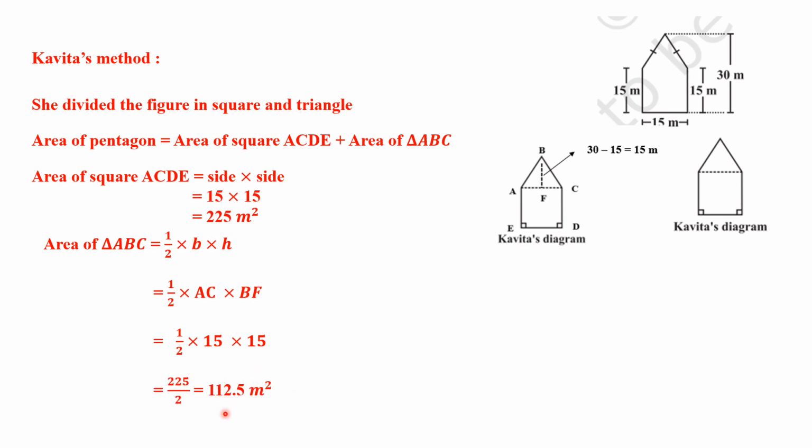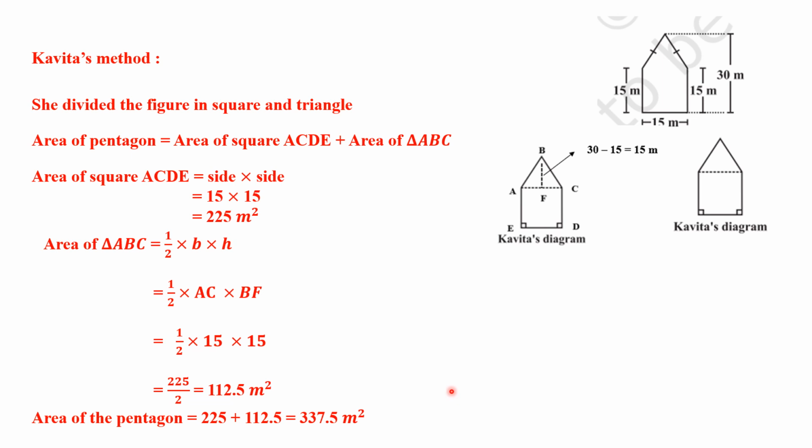You will get 112.5 meter square. Now area of the park will be the sum of the area of the square plus area of the triangle, and the area of the park you will get as 337.5 meter square. So using both the methods you have seen, the area remains the same.